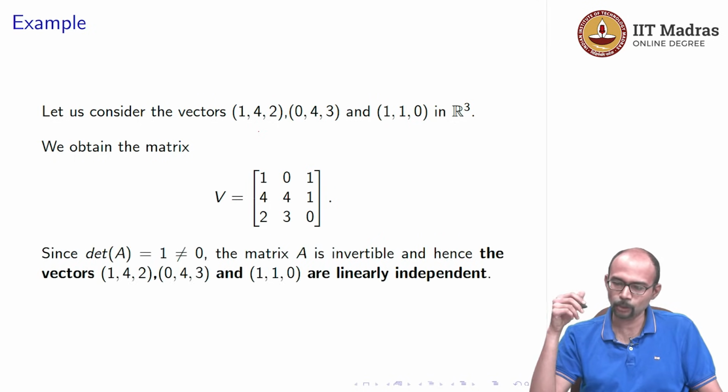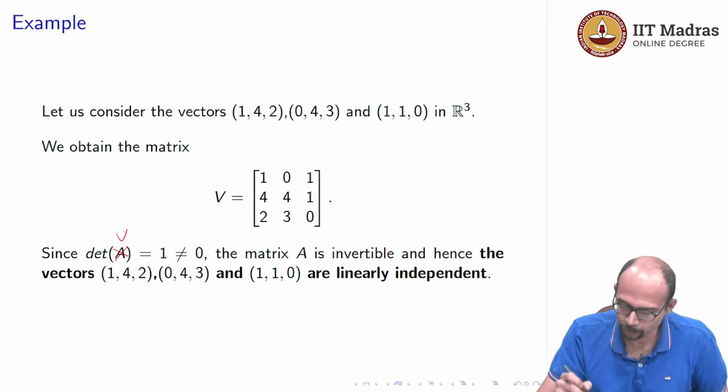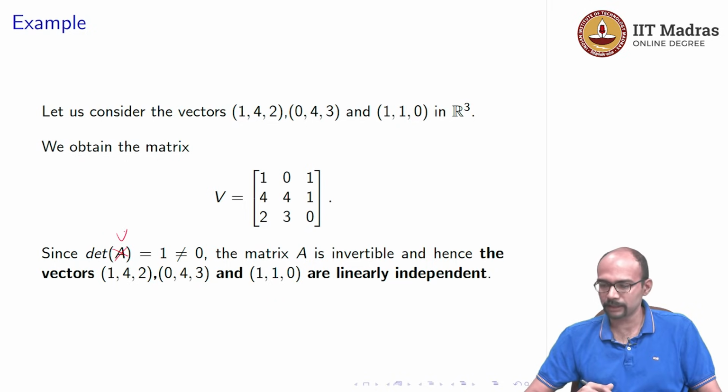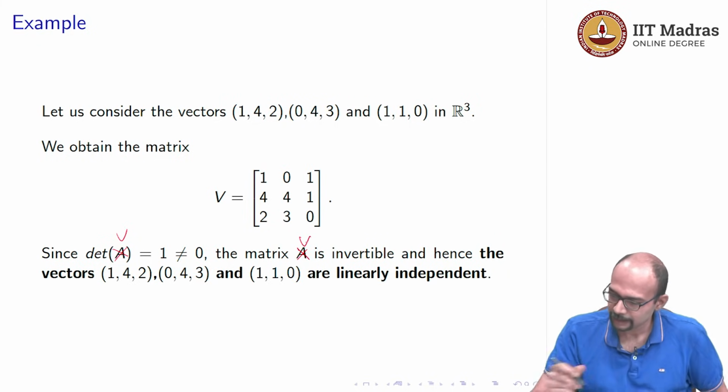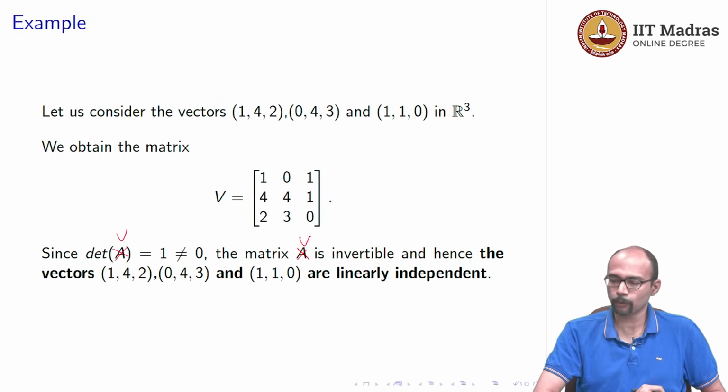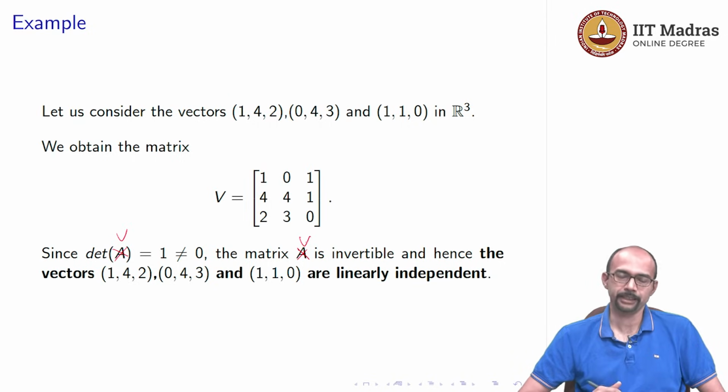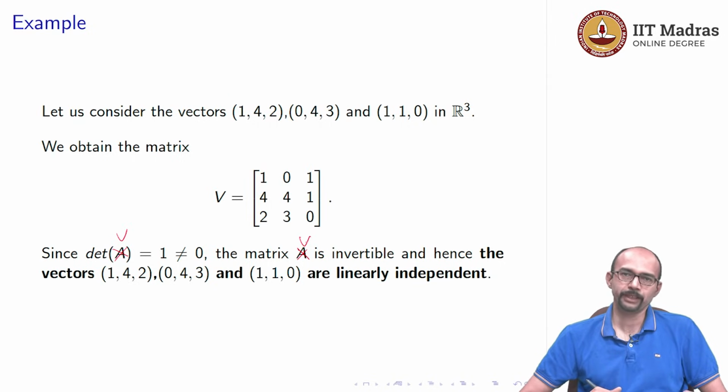And then let us look at the determinant of V. So this determinant is, let us see what it is. So it is 0 plus 4 times 3 times 1 is 12, and then minus 8 minus 3 minus 0. So 12 minus 8 minus 3, that is 1. Fine. So the determinant is 1. So this matrix V is invertible, and so the vectors (1, 4, 2), (0, 4, 3) and (1, 1, 0) are linearly independent.